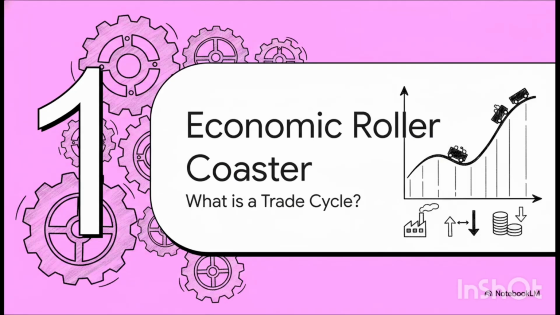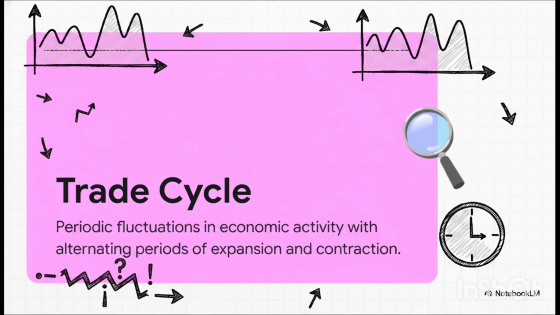So, what exactly is a trade cycle? In simple terms, it's just the economy's natural rhythm. You have the good times, the expansion phase, followed by the not so good times, the contraction phase. Now, the most important thing to get here is that while the pattern repeats, the timing is totally irregular. It's not like clockwork, which, you know, is what makes managing it so tricky.